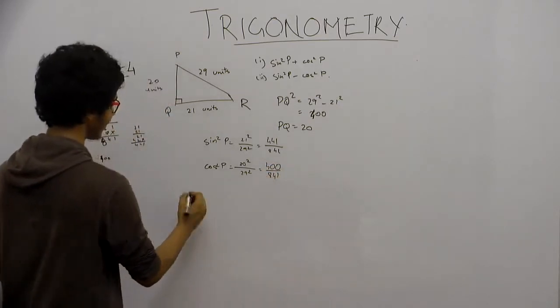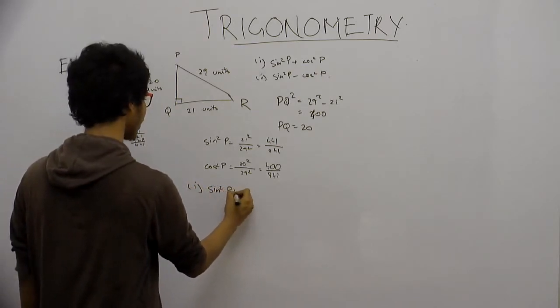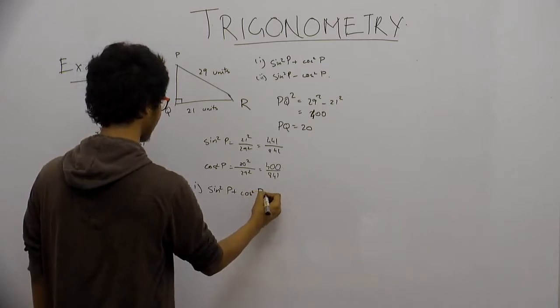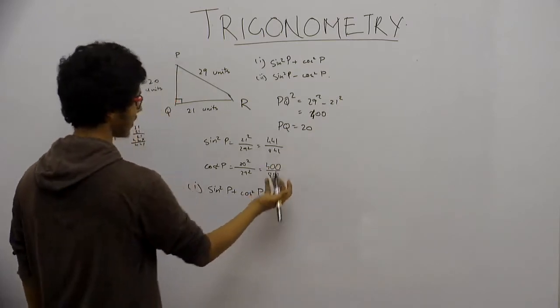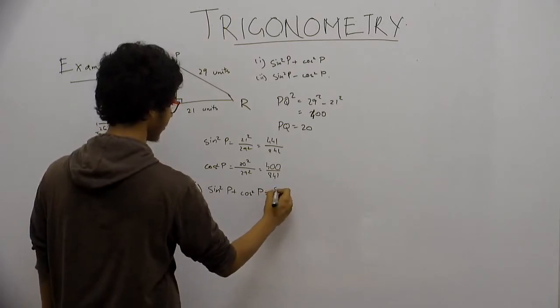Now all we have to do is sum these. So we get sine square P plus cos square P equals 441 plus 400. We are getting 841 by 841.